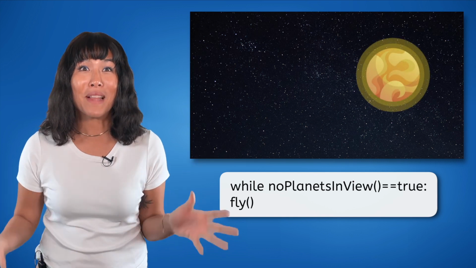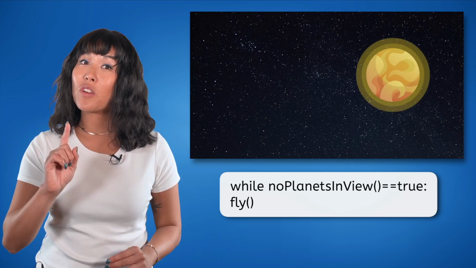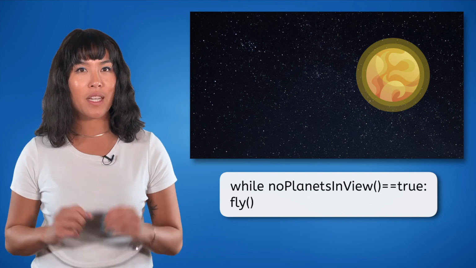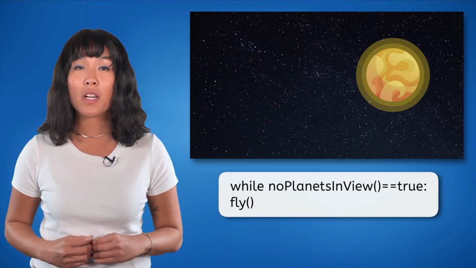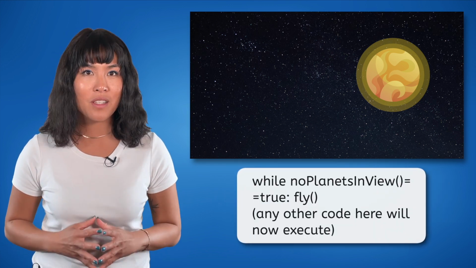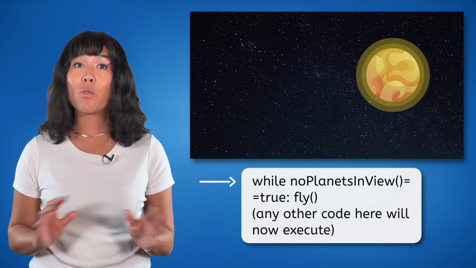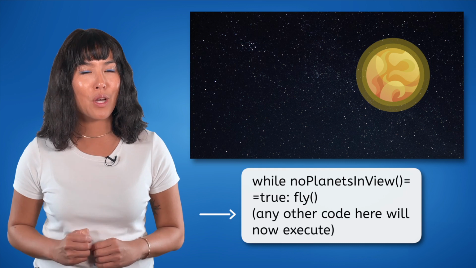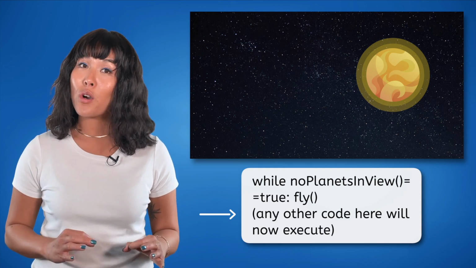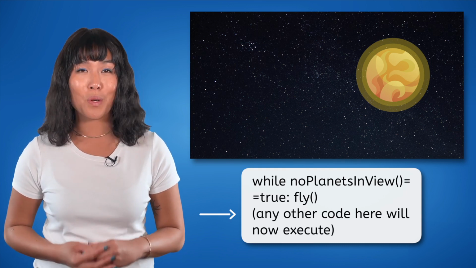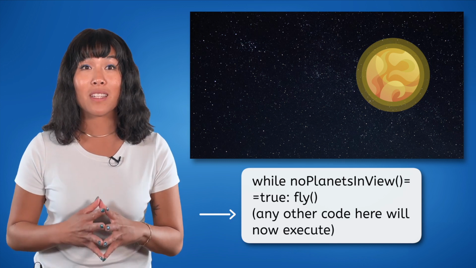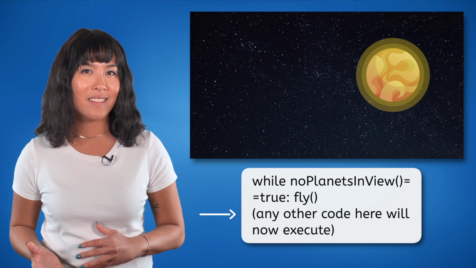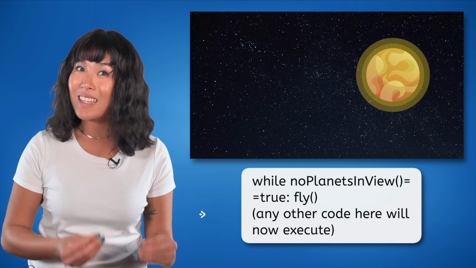Whoa, there's a planet! Now, since there is a planet in view, the condition no planets in view becomes false. As soon as this occurs, the code block is no longer run and the loop ends. If there is any other code after that loop, that code will now execute as usual. I'll put a call to the function land so that when the loop exits, we will go into our landing sequence.